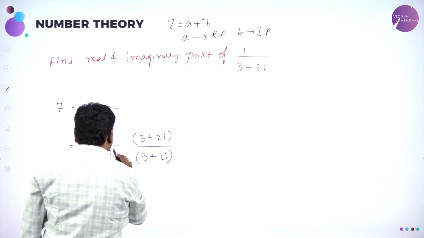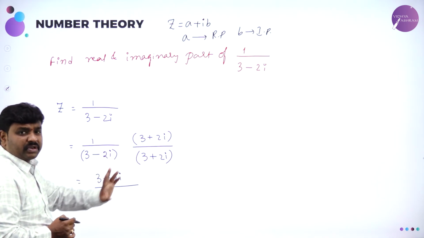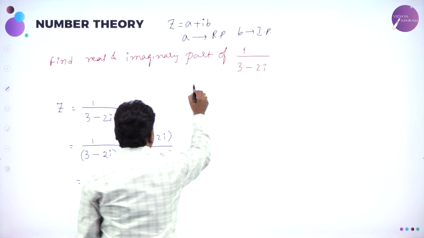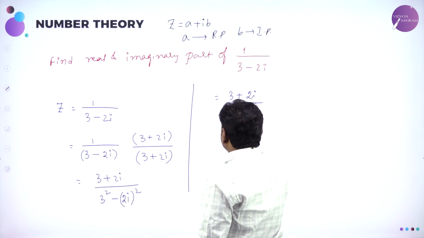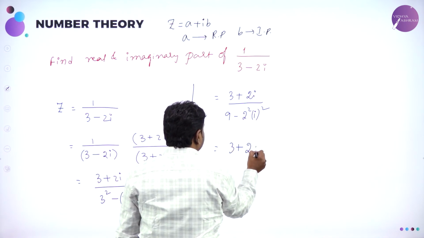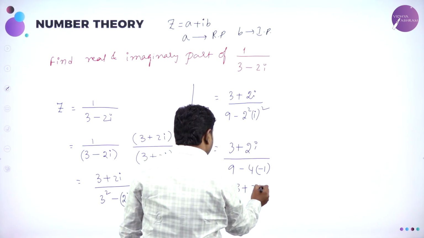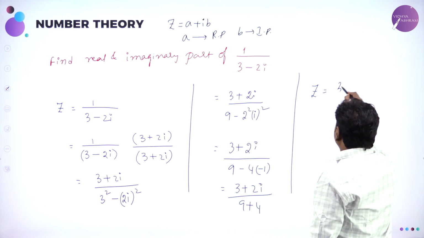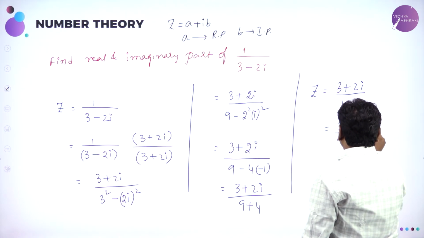So now numerator 1 into 3 plus 2i is 3 plus 2i, denominator is a plus b into a minus b. What is a plus b into a minus b? A square minus b square, it will become 3 square minus 2i the whole square. So further simplification gives numerator 3 plus 2i, let it be, denominator 3 square is 9 minus 2 square i square, further simplify, it will become 3 plus 2i divided by 9 minus 4 into i square, which is minus 1. So it will become 3 plus 2i divided by 9 plus 4. Further simplification. So z is equal to 3 plus 2i divided by 13. So it will become 3 by 13 plus 2 by 13 i.